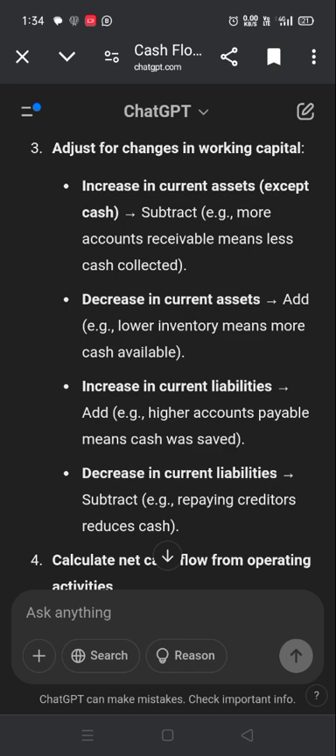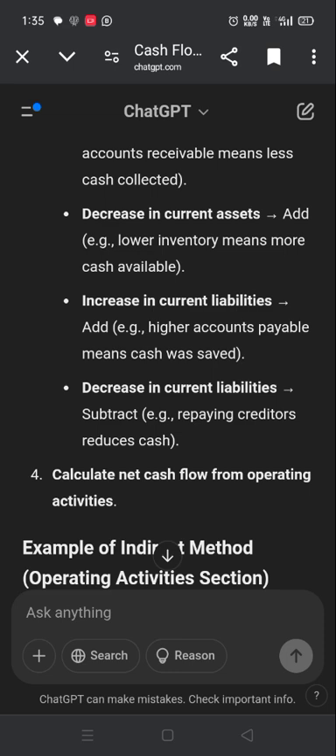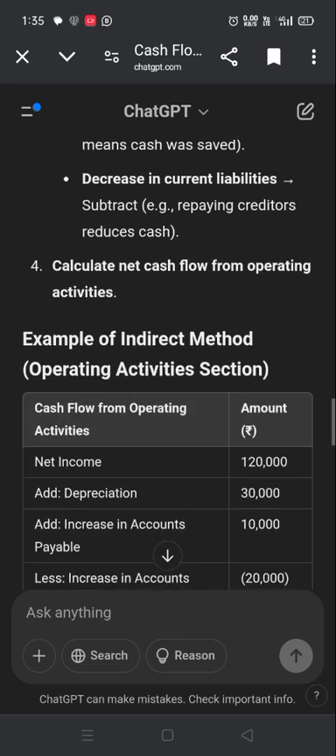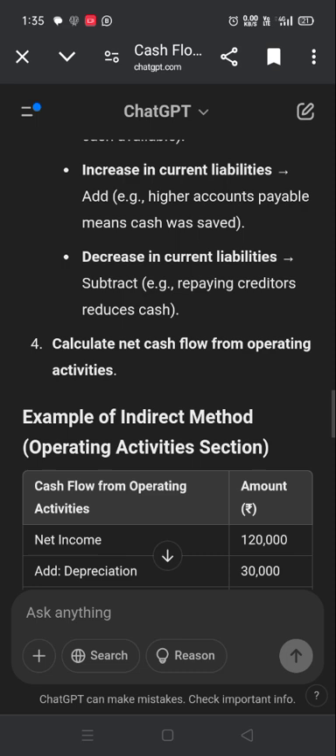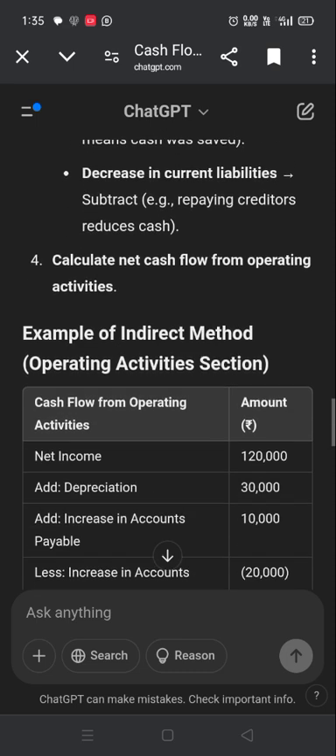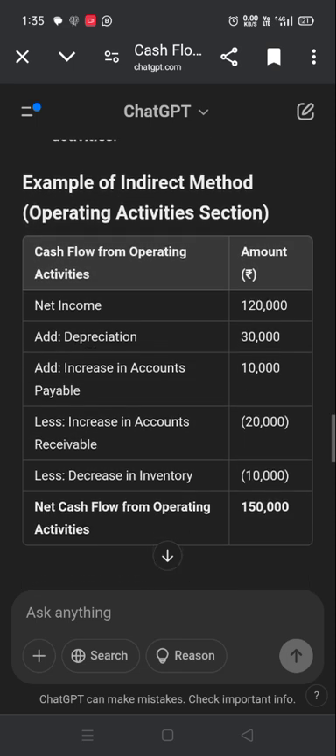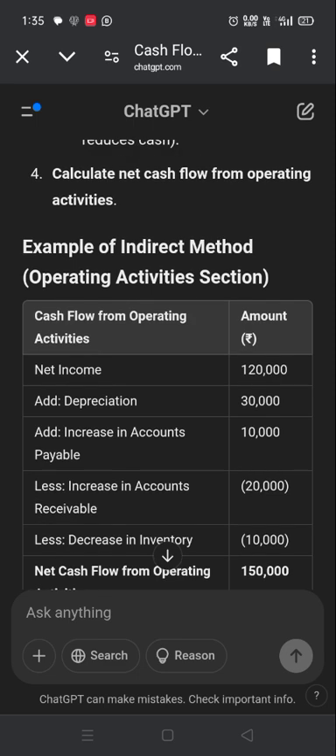Increase in current liability: add. Higher accounts payable means cash was saved. Decrease in current liability: subtract. Example: paying creditors reduces cash. Calculate net cash flow from operating activities. These are the examples of the indirect method.